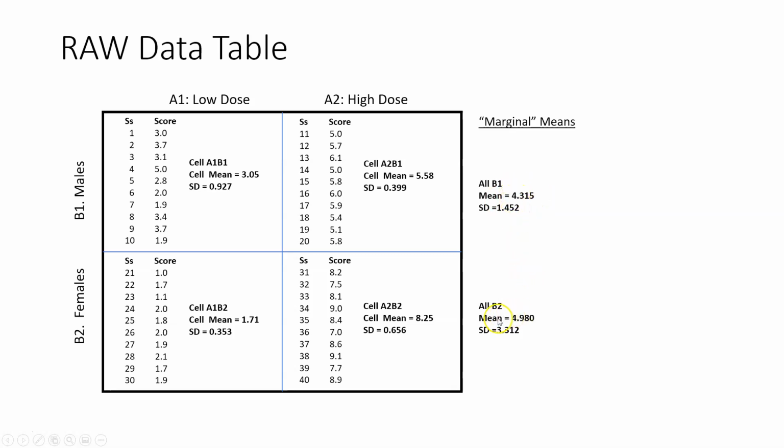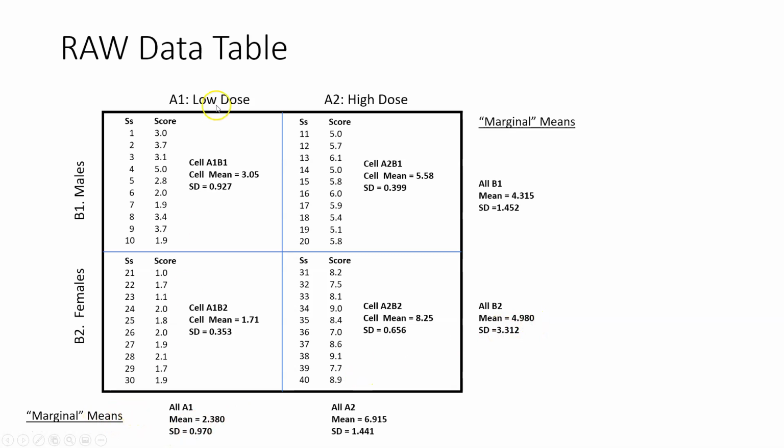And if we wanted to compute how much the average energy level of females was, we would compute all 20 of these females' scores together, ignoring their dosage, just all 20 females, and we would say the average level of energy for females is 4.98.